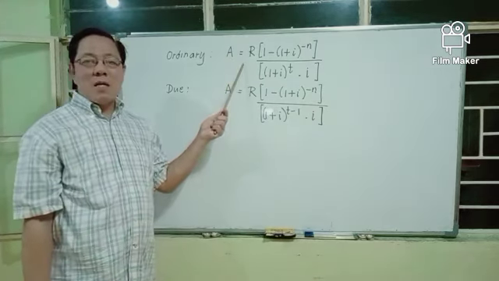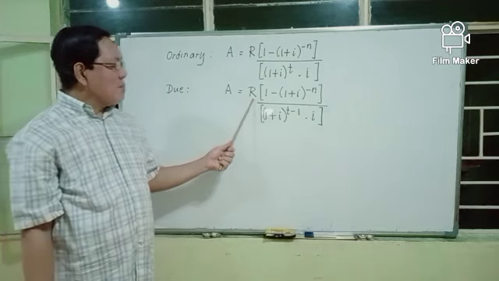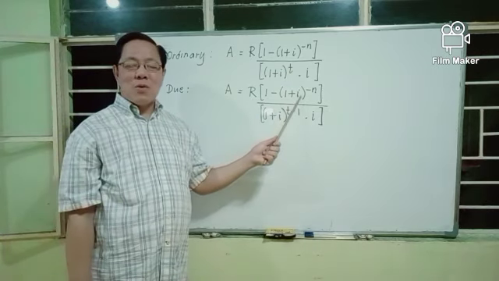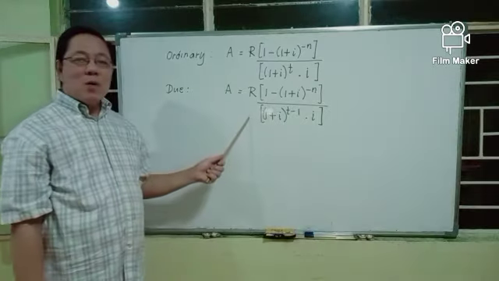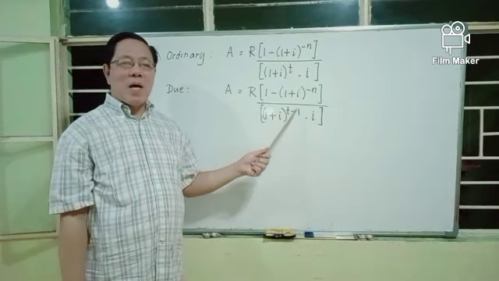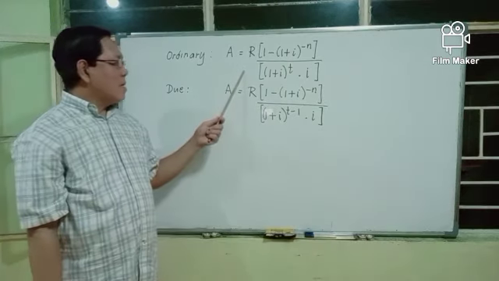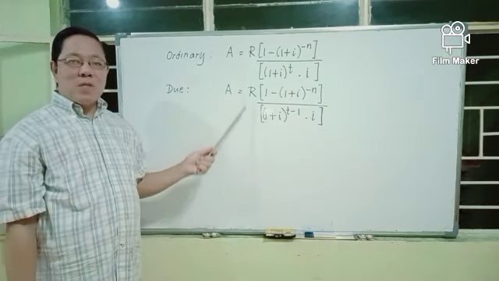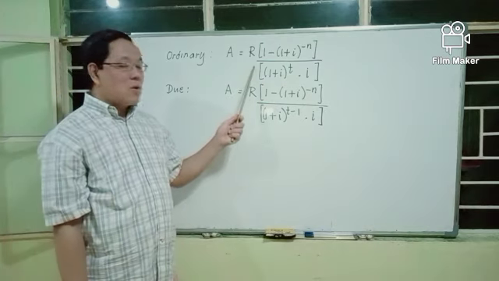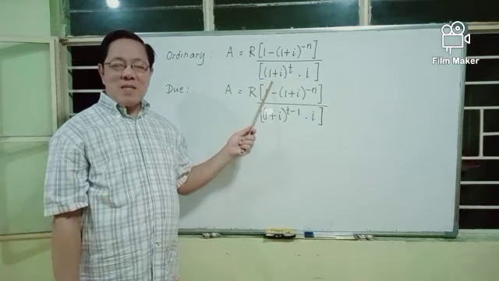If in deferred annuity, the regular payments are made at the beginning of each periodic interval or at the beginning of each period, the accumulated value denoted by capital A is computed by this formula. A equals capital R, R is the regular payment, times quantity 1 minus quantity 1 plus i to the minus n, all over 1 plus i to the power t minus 1 multiplied by i. And it's obvious by inspection of these two formulas that the only difference between the two is the exponent of 1 plus i in the denominator.